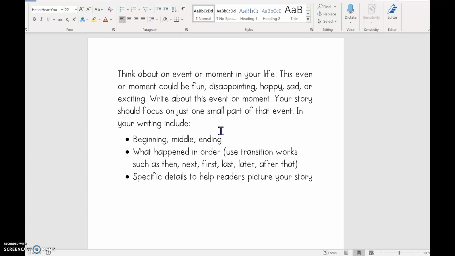So on a piece of paper, draw your web and write your rough draft. Okay? Look through all of this, make sure you have everything included, and you're good to go after you got those things done.